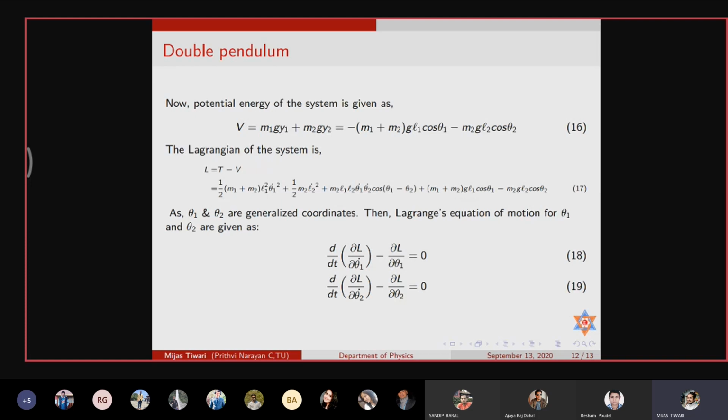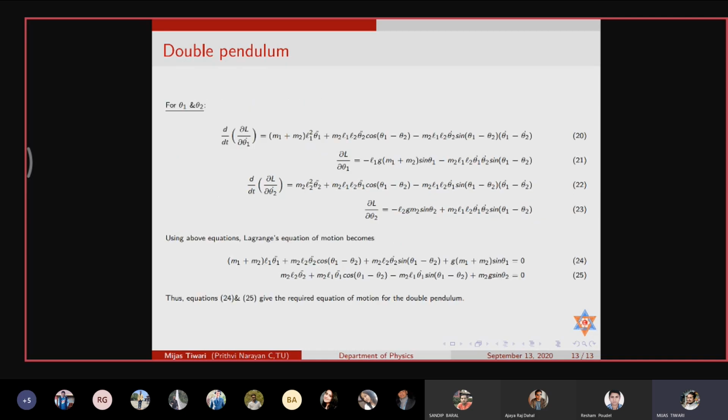Here clearly theta 1 and theta 2 are the generalized coordinates, because L1 and L2 remain invariant under the motion of these bobs, because they are constant. Therefore, what we need to specify the total configuration of the system is simply the angles theta 1 and theta 2. Therefore, we need to obtain the Lagrange's equation of motion for theta 1 and theta 2, which is given by equation numbers 18 and 19.